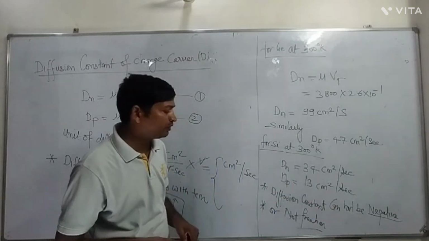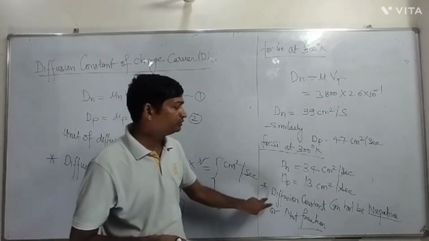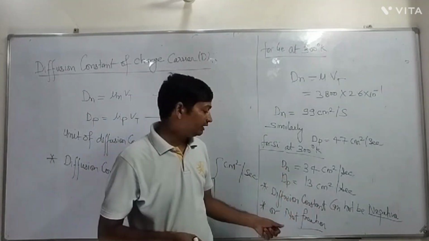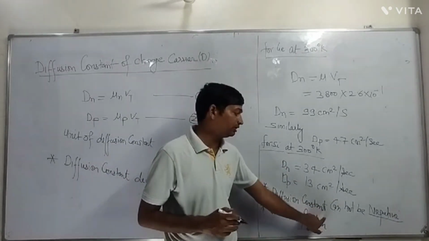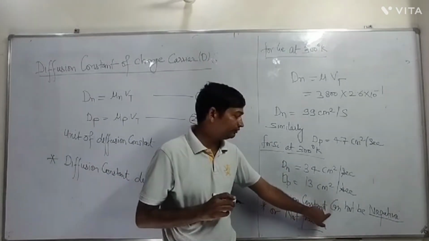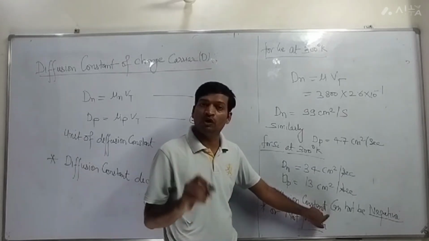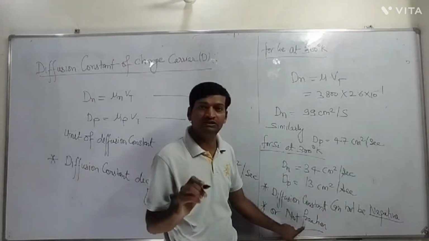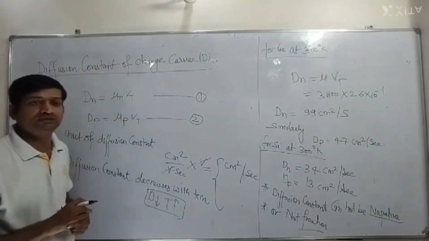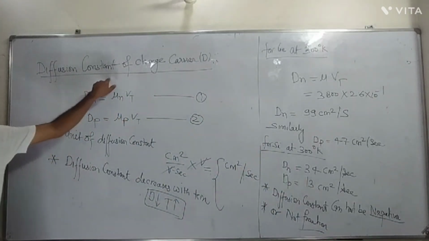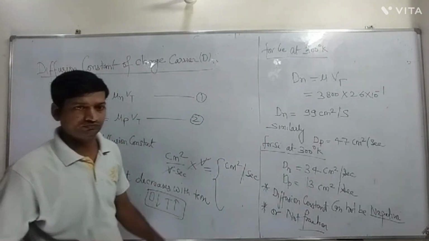Next, the most important point is that the diffusion constant cannot be negative. It is always positive and has no fractional part. We can express the diffusion with respect to the charge carrier.